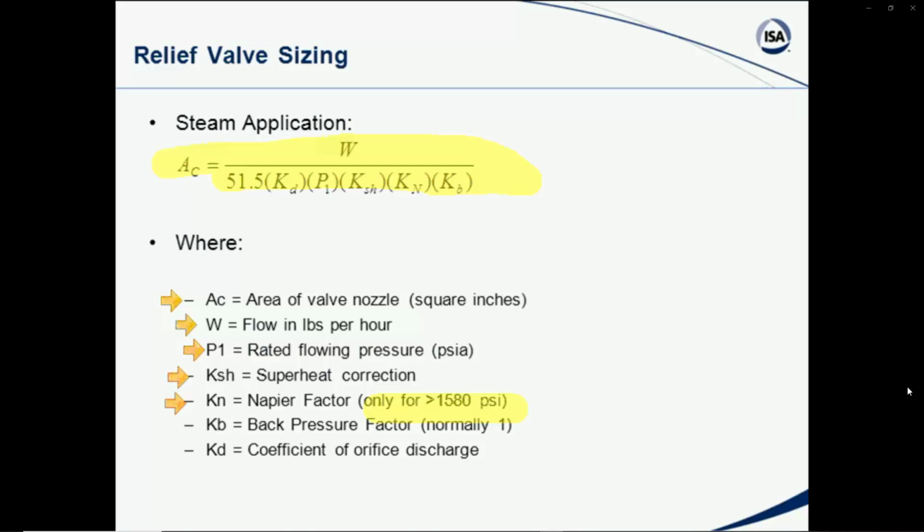The back pressure factor normally is 1, and the coefficient of orifice discharge, K sub D, is a very interesting little factor here. That's actually provided or given by ASME. It is a safety factor, if you will, taking into account the fact that some of the valve manufacturers may cut their sizing a little close. So the government does call for a little safety factor in there. It's normally 0.855, and we'll look at that in just a moment in a sizing example.